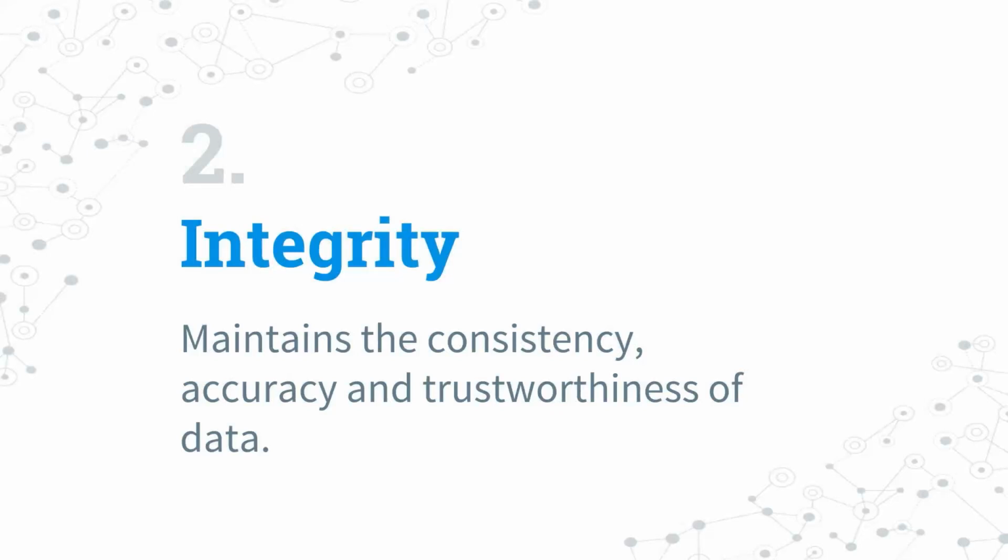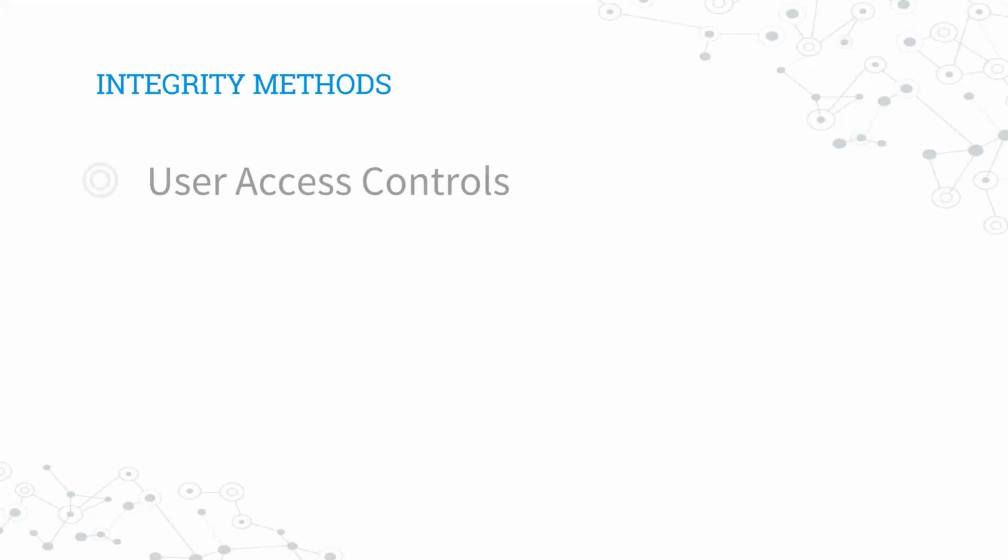Next up is integrity, and this ensures that data that's been sent from one point arrives at its destination without any alteration. It basically makes sure that data remains consistent and accurate. It makes sure that data has not been tampered with in any way. And there are different methods by which we can achieve this. We have the use of user access controls, and we also have checksums, which we'll talk about later as well.